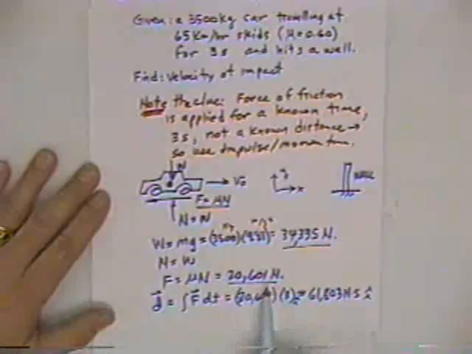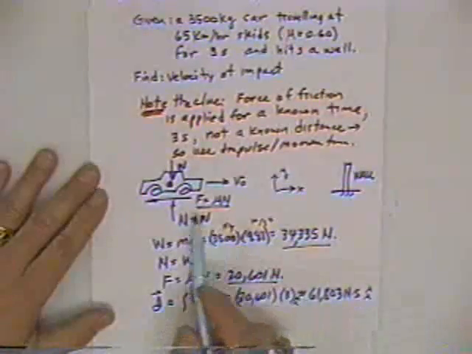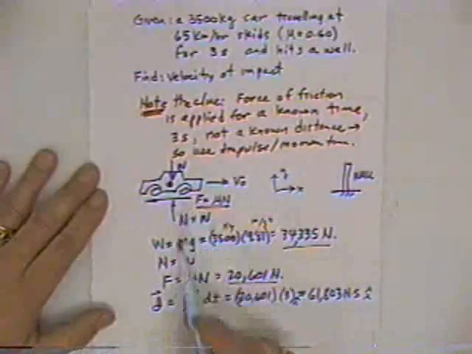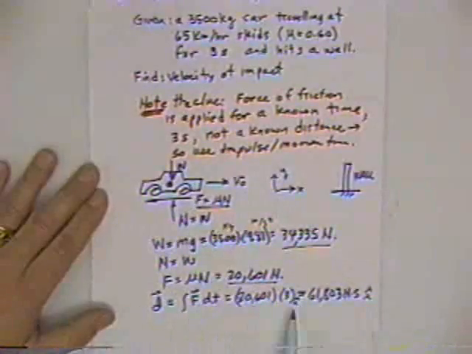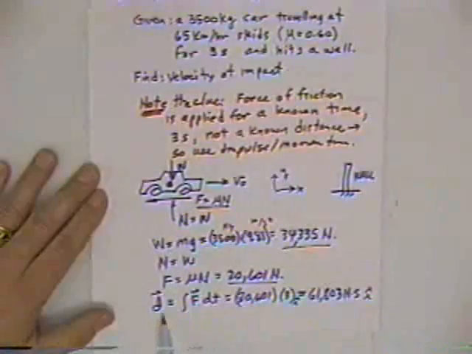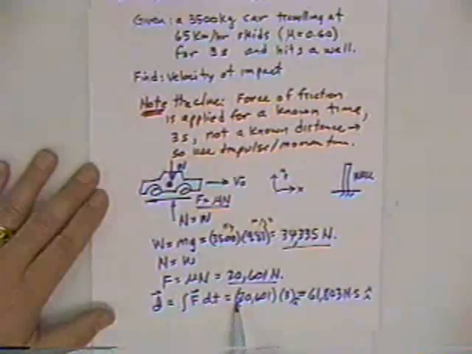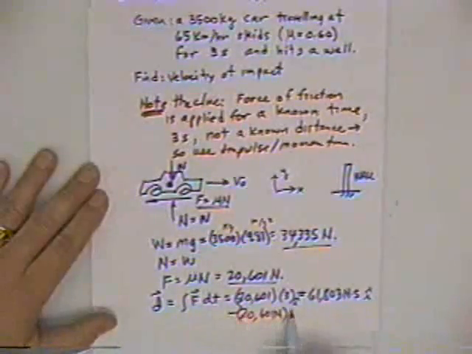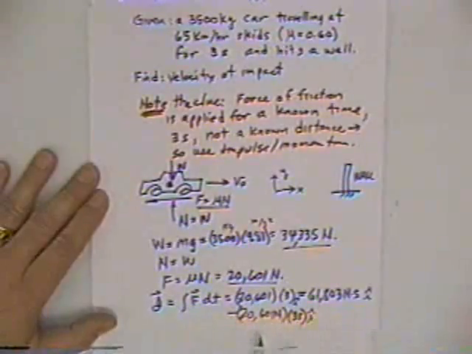So I've got this 20 kilonewton force that acts to the left, in the negative x direction, for a period of time of 3 seconds. So the integral of F dt, the vector impulse, is minus, that's a minus sign there, kind of hard to read, minus 20,601 newtons times 3 seconds in the I direction.